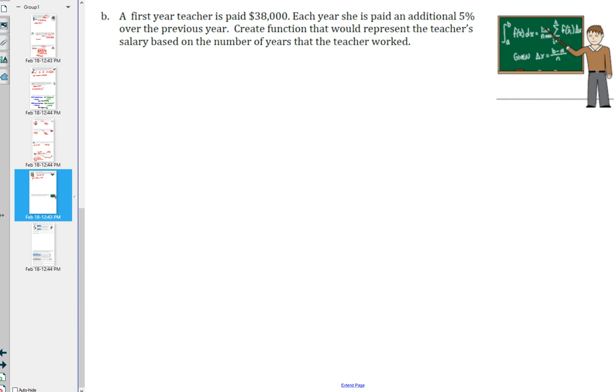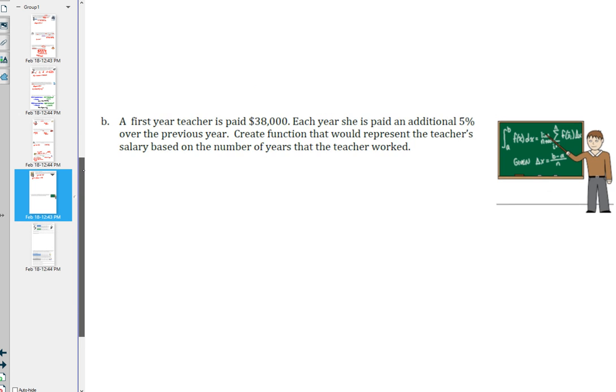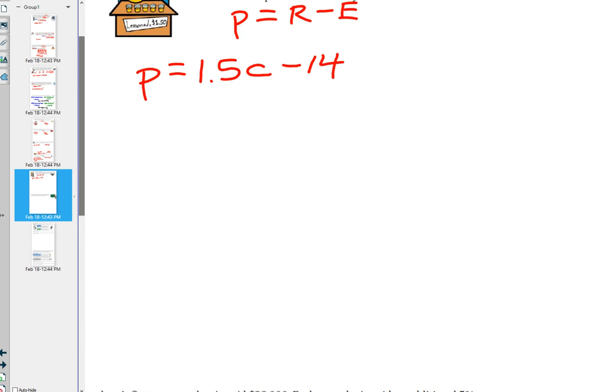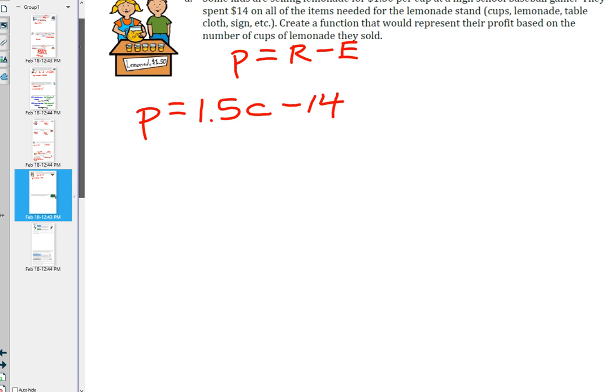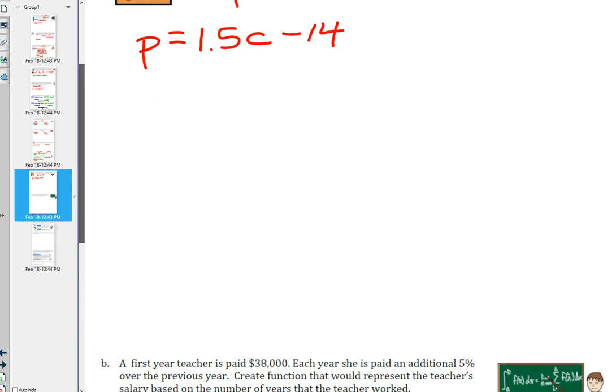Hey, first year teacher, and well, hold on, let me just make sure they weren't asking us anything else, right? There wasn't a follow-up question, it was just to write it. Create a function. Yeah, that's it.